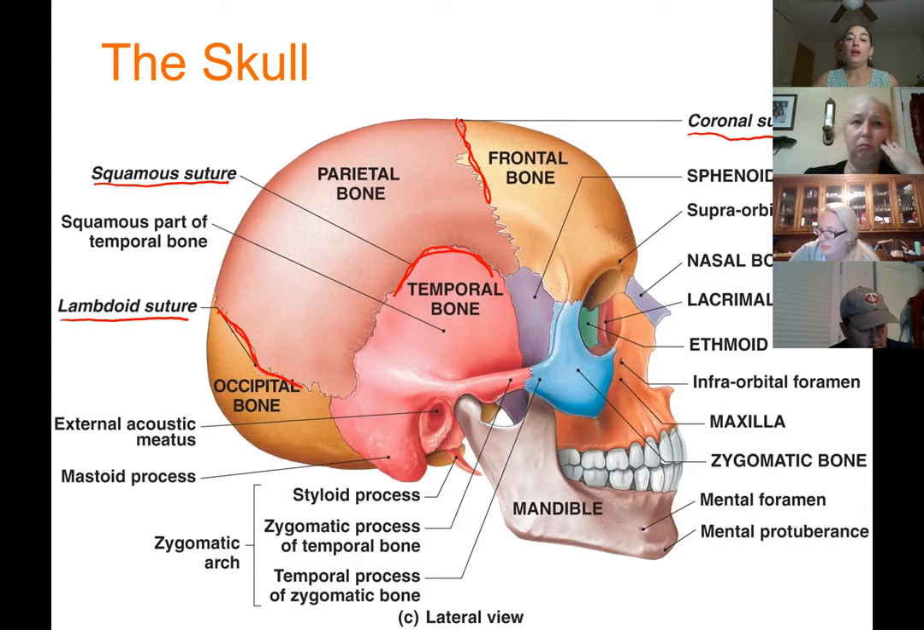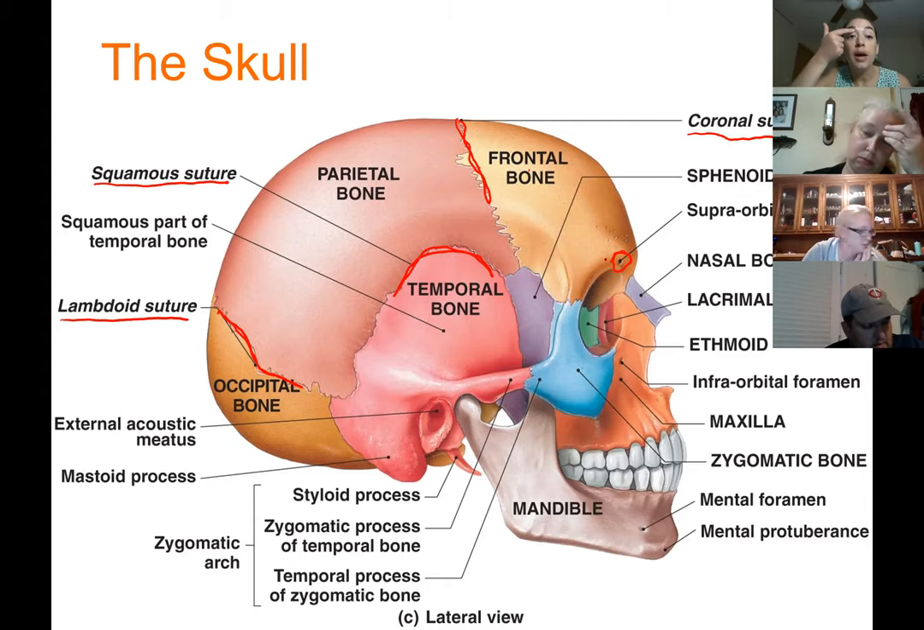Okay. All right, so coronal suture between the frontal bone and parietal bone. Okay, those are the main sutures that I want you to know. Those are just three of them. There are more sutures, but I think that's enough. Your book doesn't go into more detail than that, so we're not gonna go into more detail than that.